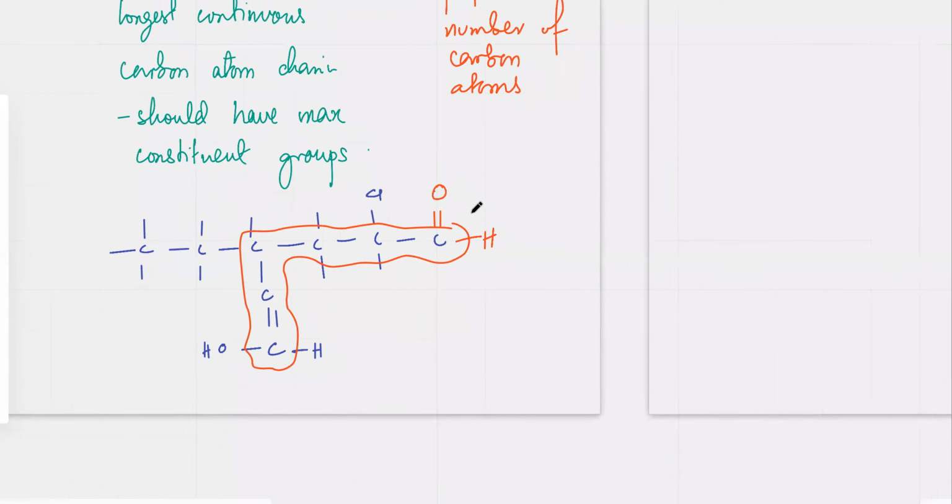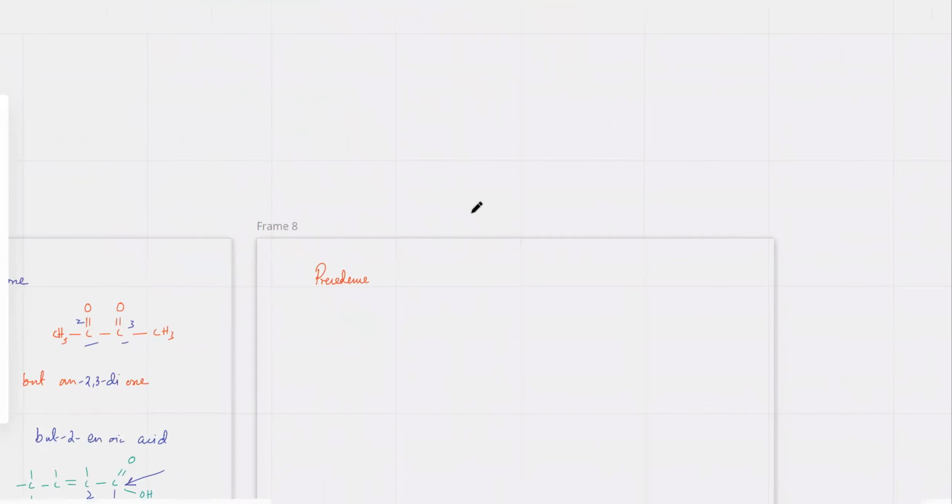So we're going to start writing the precedence of these groups. And the first one, the most important one, is carboxylic acid. So remember, if a molecule has a carboxylic acid in it, the main chain is going to be called a carboxylic acid. I mean, you're going to call it a propanoic acid or methanoic acid or butanoic acid or whatever. Even if there's an alcohol, even if there's anything else, you're going to call it a carboxylic acid. That's the first thing. Followed by nitriles. That's number 2.